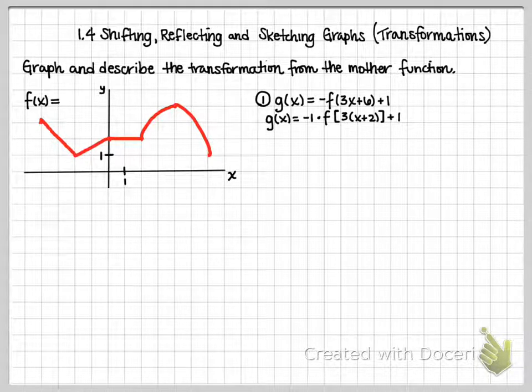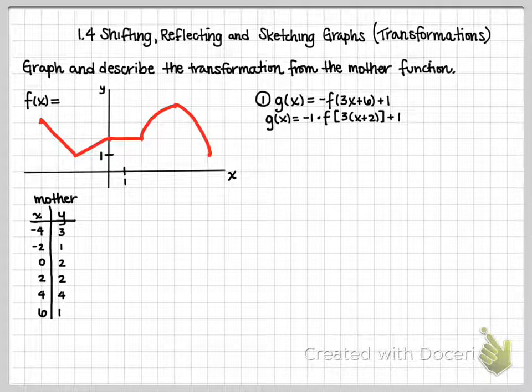Now that I have this set up, I can figure out what's going to be happening with each of the x's and with each of the y's. But before I do that, I'm going to go off to the side and figure out what my mother points are. I'm just going to extract them from the graph and write them down in a table. Okay, now I've got all of the points identified from the graph, and I'm going to take a look at my transformation and start extracting things that need to be done.